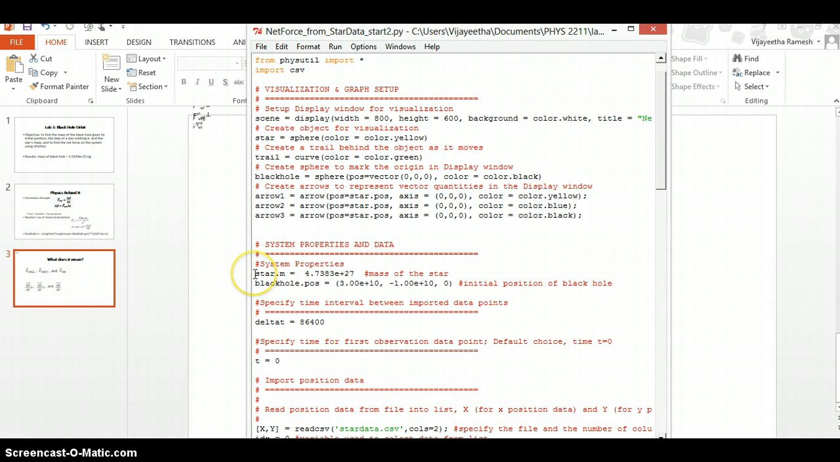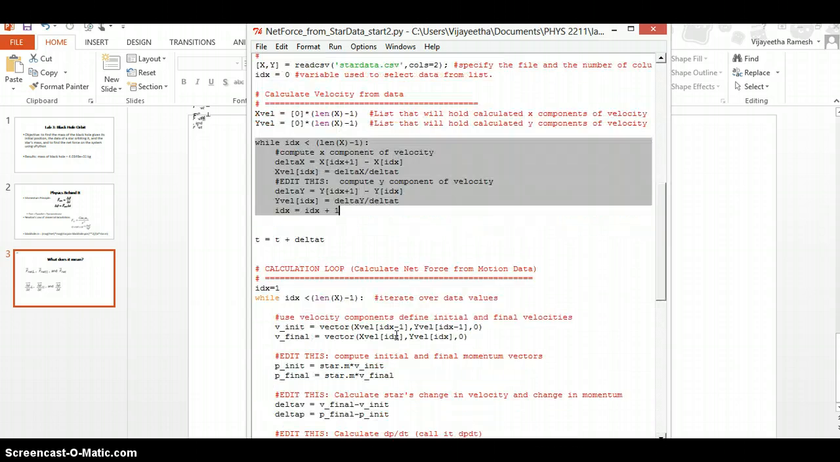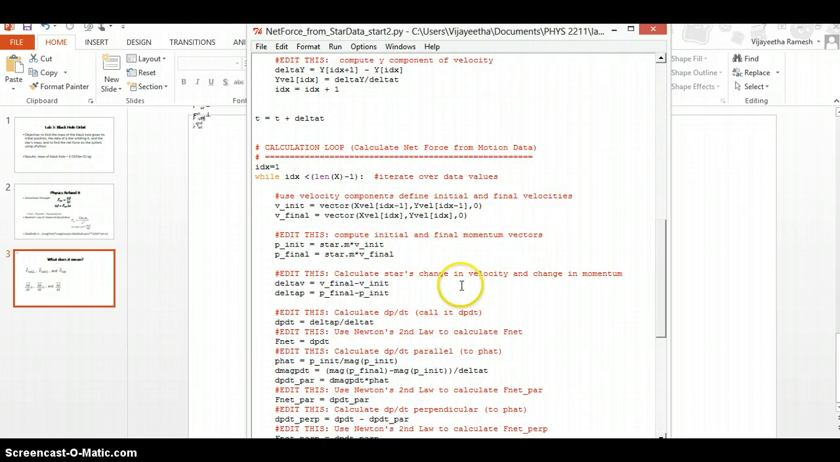In my code, here's the part where I put in the star mass, which is 4.7383 times 10 to the 27th kilograms, and the initial black hole's position. Delta T was 86,400 seconds, given as the length of one Earth day. The first while loop here calculates the x and y components of velocity, while the second while loop calculates the changes in momentum and net force, as well as the change in velocity.